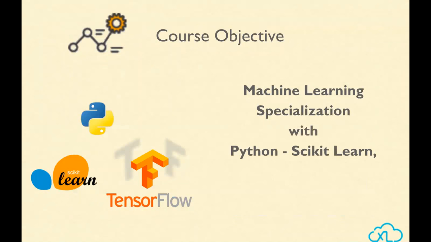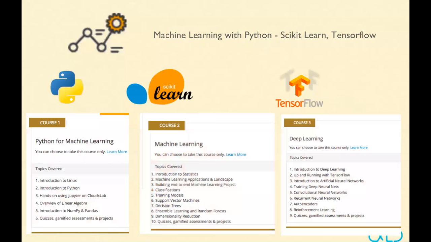Python. First, we will go with Python, then we learn the entire machine learning, the core of machine learning, using scikit-learn. And afterwards, when we learn neural networks, at that point of time we learn TensorFlow and go ahead.